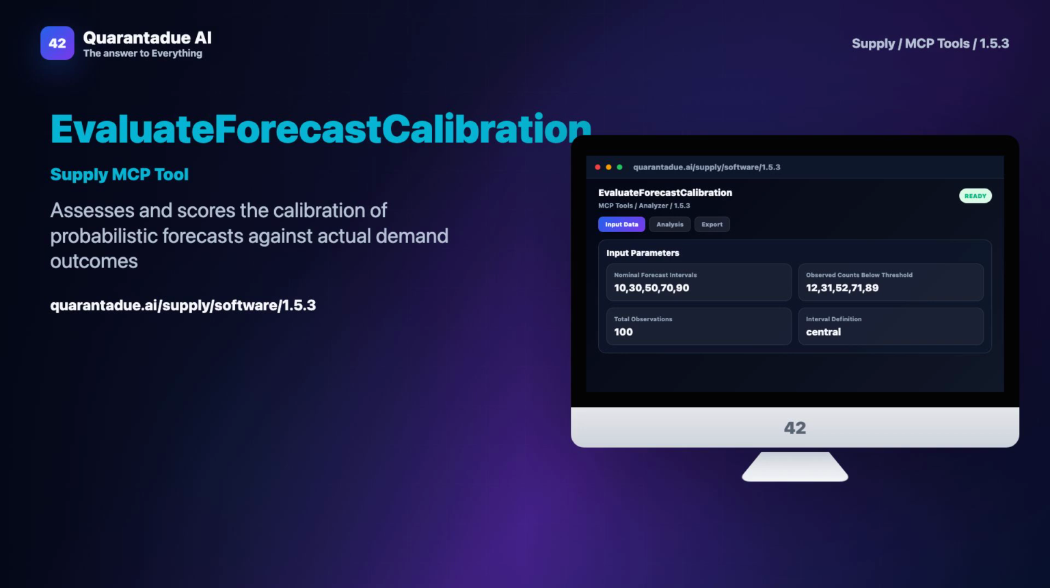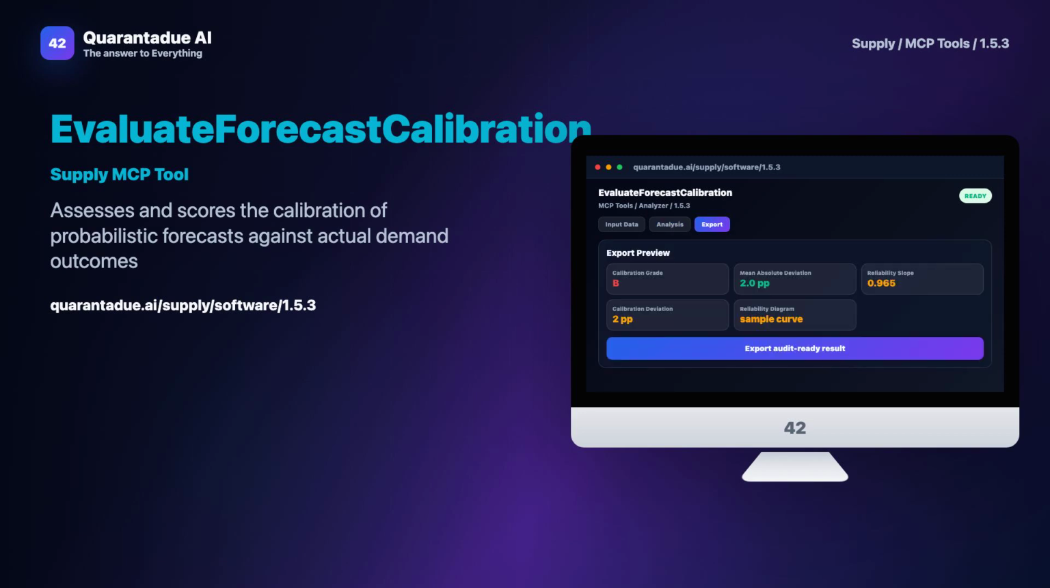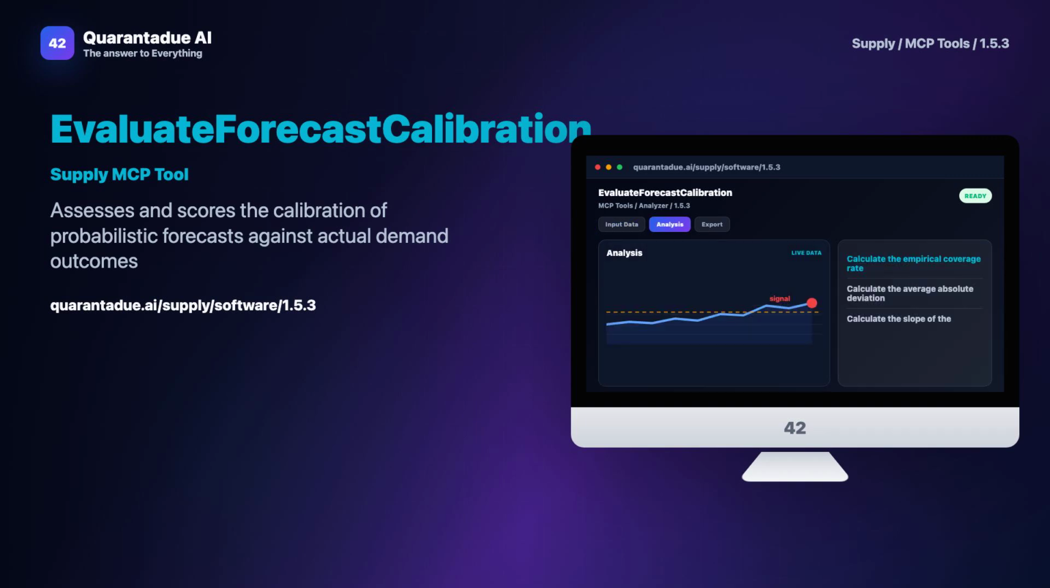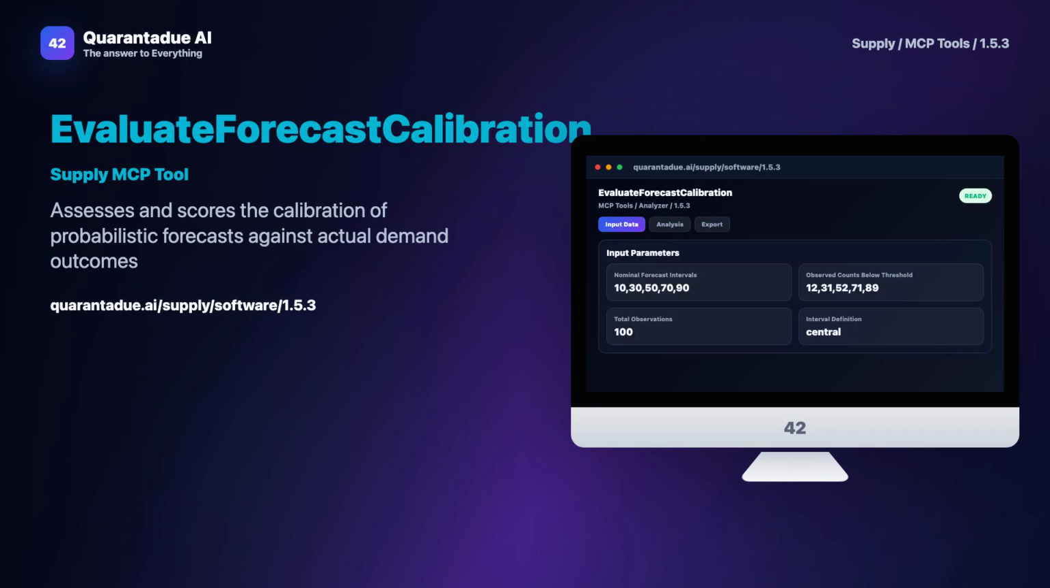Probabilistic forecasting is supposed to manage risk. But here's the uncomfortable truth. Most supply chains have no way to verify if their forecast probabilities are statistically correct. This isn't just a minor issue, it's a fundamental flaw that costs companies millions in excess inventory or lost sales. In this video, you'll learn how to objectively evaluate forecast calibration and why it's the missing link in reliable supply planning. Let's start with why this problem exists.